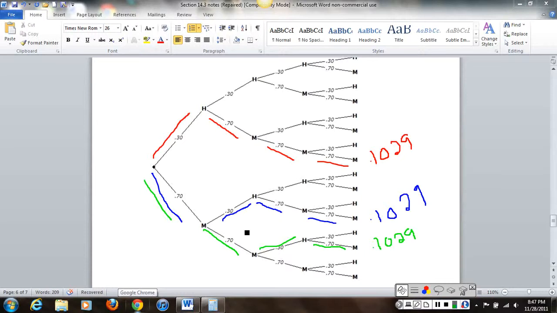And lastly, again, I'm just going down the possibilities. She could do 1 miss, 2 misses, 3 misses, which means her last one's a hit. Same numbers, so again, 0.1029.